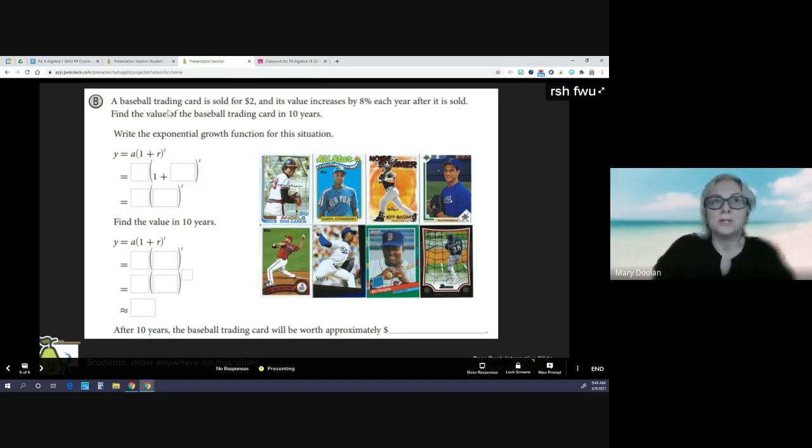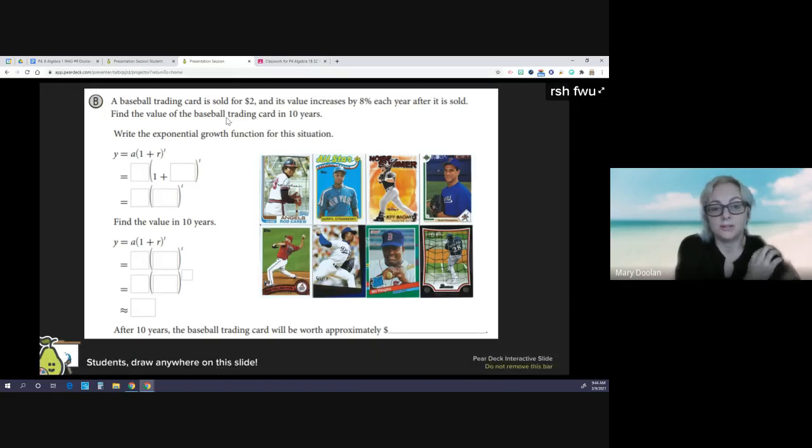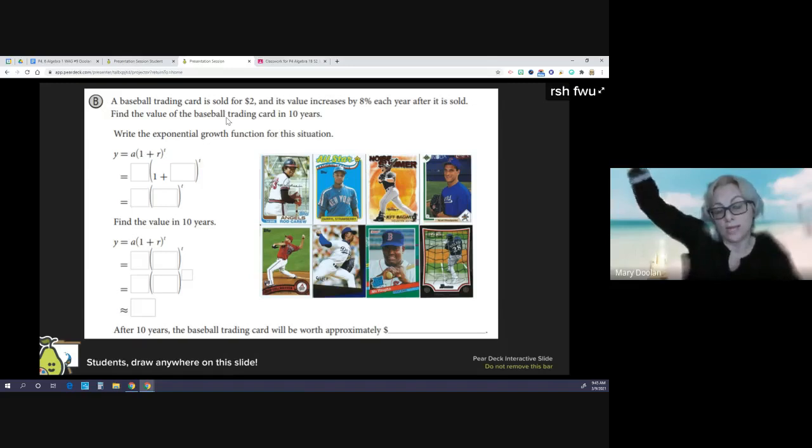So a baseball trading card is sold for $2, and its value increases by 8% each year after it is sold. We're going to find the value of the baseball trading card in 10 years. So this is exponential. Every year, its value is increasing based off of the previous year's value. Okay, and that previous year's value changes every single year. So it's constantly getting worth more and more and more money at an exponential increasing rate.